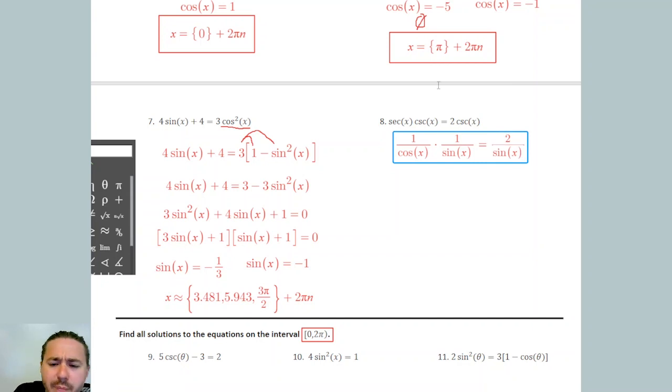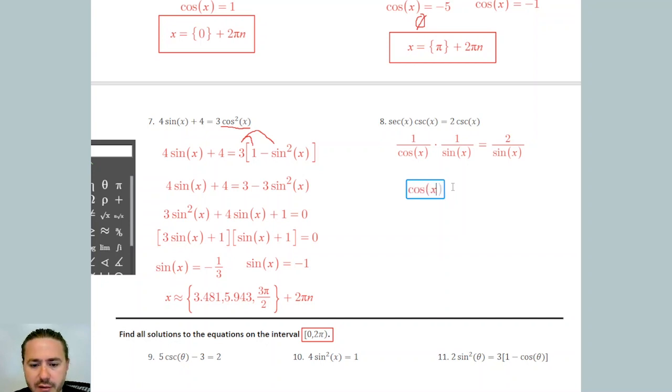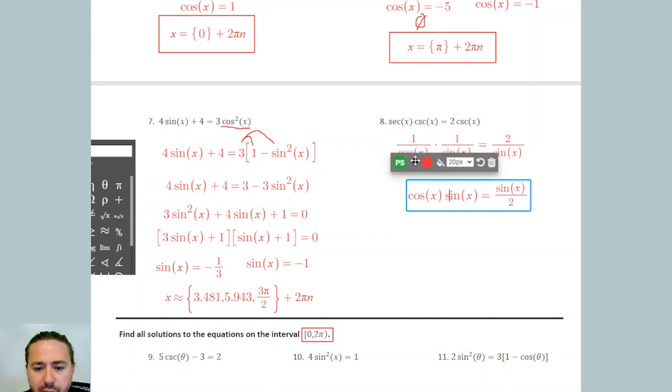All right, so what happens if we multiply? I think the move here is going to be to reciprocate both sides. If I reciprocate both sides, what I get is cosine x times sine x equals sine of x divided by 2, or 1 half sine x. All right, so that just cleans it up a little bit. Now, where would we want to go from here?